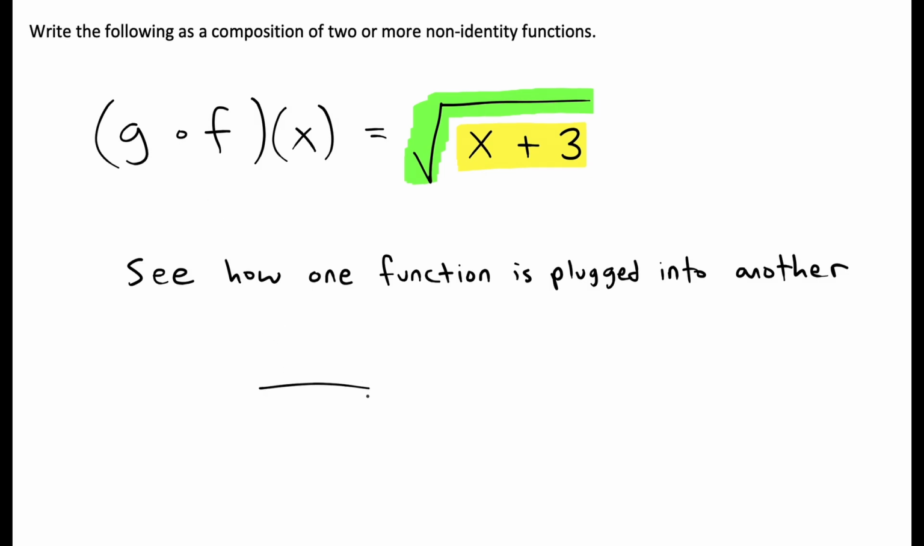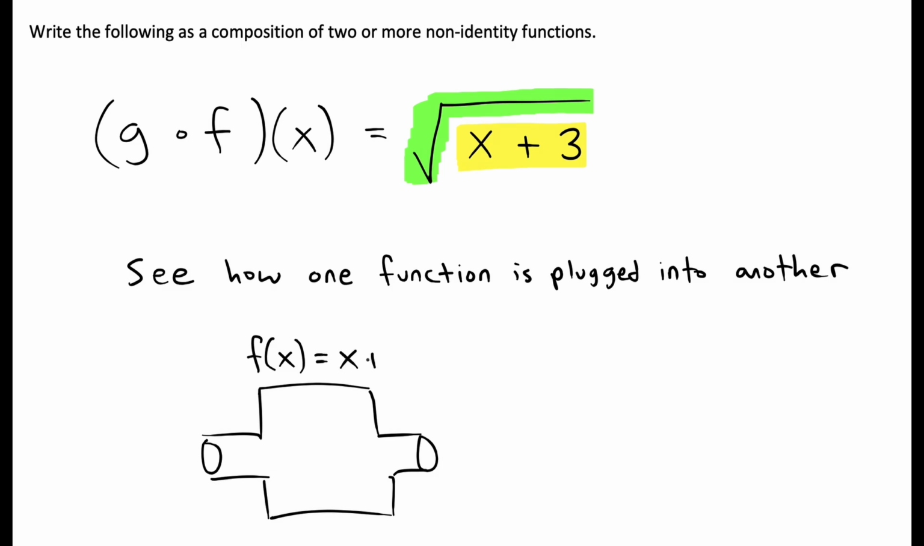What I'll do is I'll draw two machines representing the two functions. The first function could simply be adding 3 to an input. And so this would represent the yellow in my expression. So if you put x in on the left, what you get out is x plus 3.